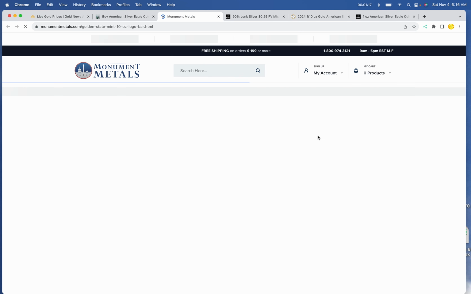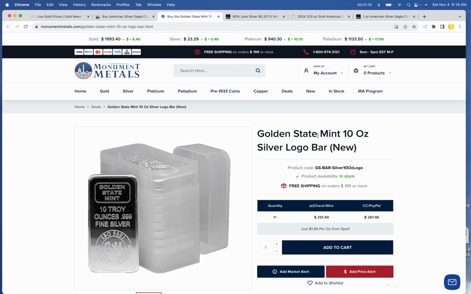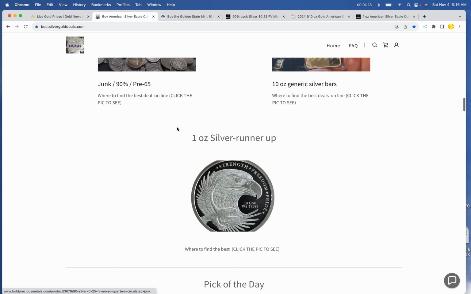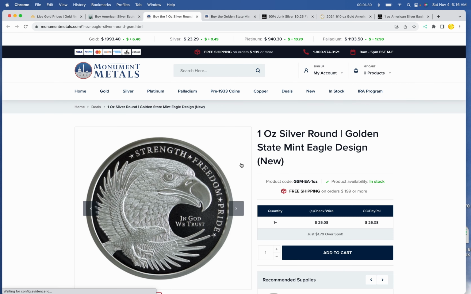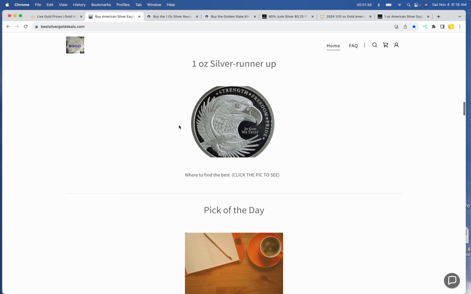Here we have 10-ounce bars, and this is very nice. Golden State Mint, $251.40 each at Monument Metals. The runner-up on the 1-ounce silver round is the Freedom Round at Monument Metals, and that is $25.08 per ounce.